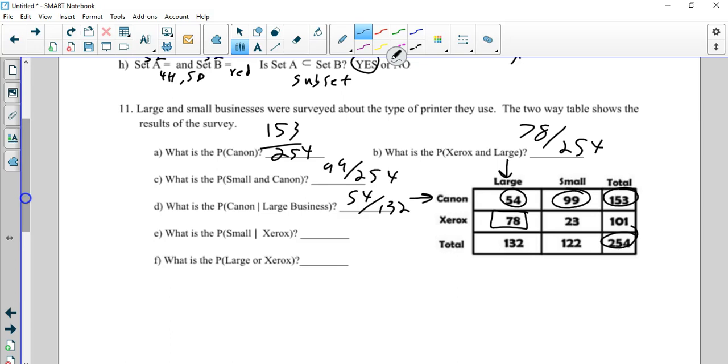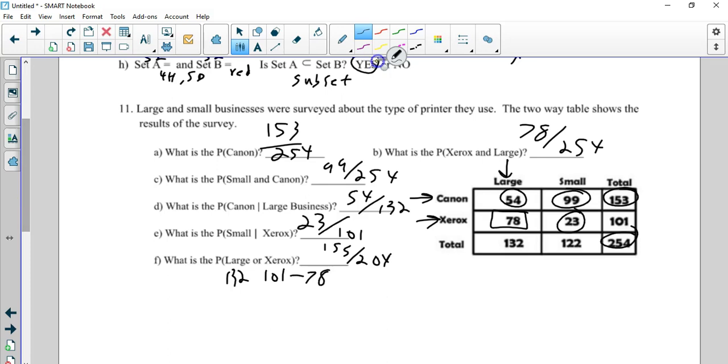Small given Xerox. So if we're given Xerox, we're going this way. That makes 101 our denominator. And then small, 23. And then large or Xerox, well, large is 132, Xerox is 101. And then you have to remember to take out the overlap of large Xerox. And that gives us 155 over 204.